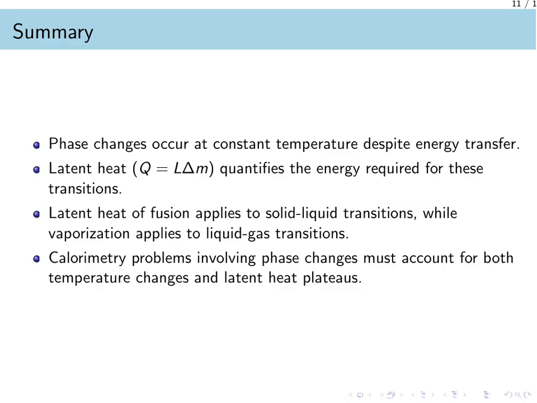In summary, we have learned that phase changes occur at a constant temperature, despite a continuous transfer of energy. We use the concept of latent heat to quantify the energy involved in these transitions, calculated as the product of the latent heat constant and the change in mass. The latent heat of fusion applies to the solid-liquid boundary, while the latent heat of vaporization applies to the liquid-gas boundary. When solving complex calorimetry problems, it is essential to account for both the diagonal sections where temperature changes and the horizontal plateaus where the phase change occurs at a constant temperature.